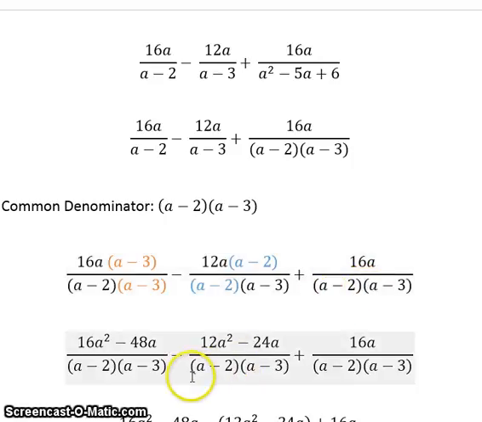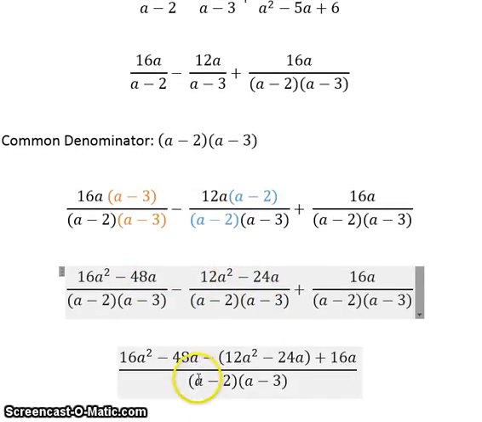And this step, just distribute on top in both of these expressions. And now that all three expressions have the same exact denominator, we can subtract and add just like we would with fractions. So you take the first numerator and subtract the second one, and then add the third one.